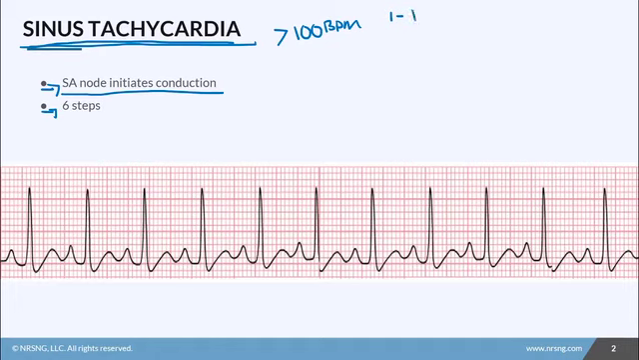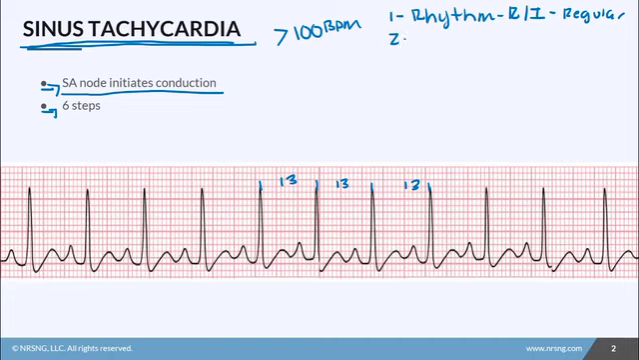Number one, we have got to look at our rhythm. Is it regular or is it irregular? So let's count the small boxes in between the R waves. From here to here, we have about 13 boxes. And from here to here, we also have about 13. And from this one to this one, we have 13. So it's pretty consistent. So our rhythm is a regular rhythm.